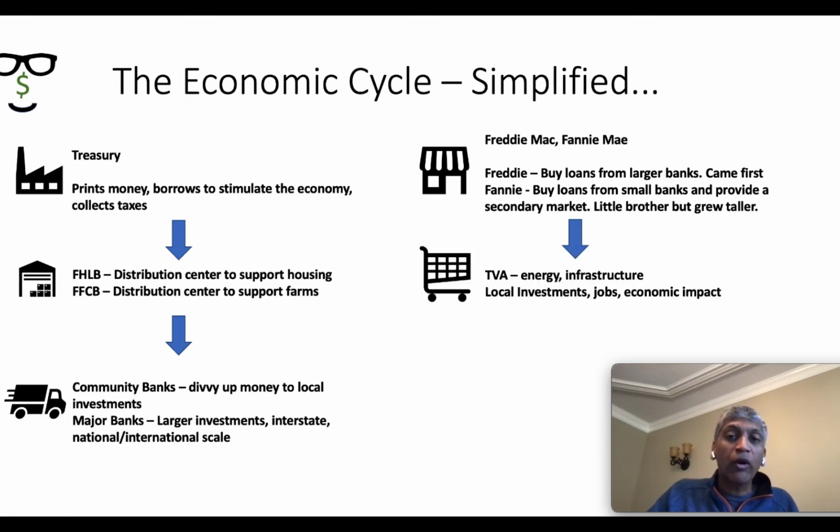The grocery cart, which is, I'm just trying to simplify this to kind of bring it to a smaller and a smaller scale.